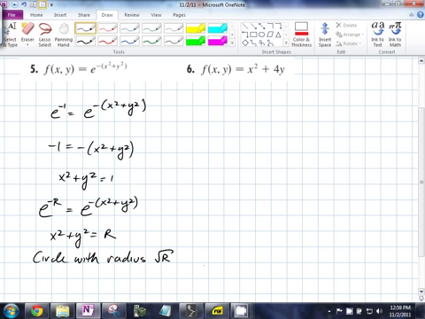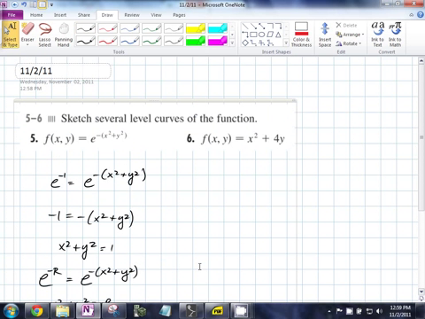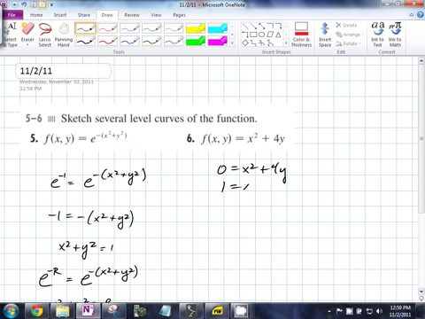How would you do number 6? Pick values and then trace them. So how about this? Pick a bunch of values and then trace what you get. 0 equals x squared plus 4y. Sketch that. 1 is equal to x squared plus 4y. Sketch that. And then when you get an idea, it might not be best to just increment by 1. You might want to pick good values.